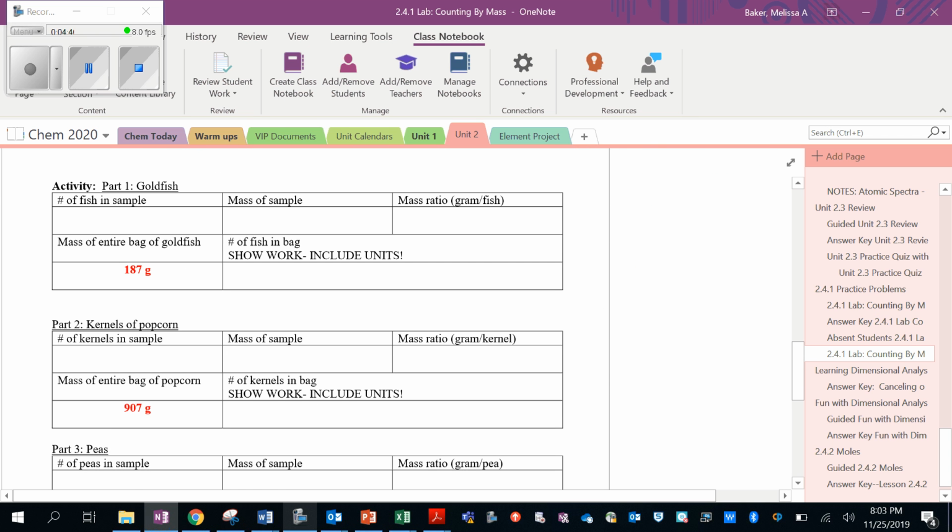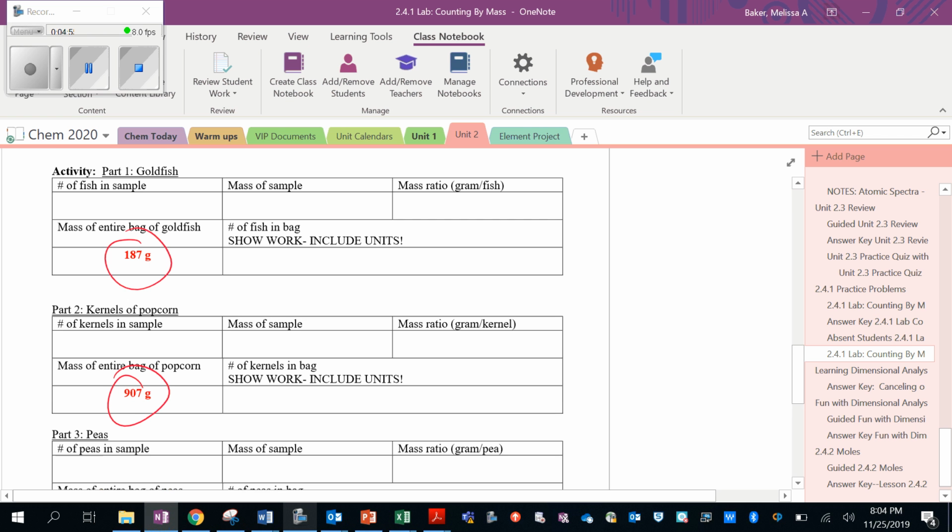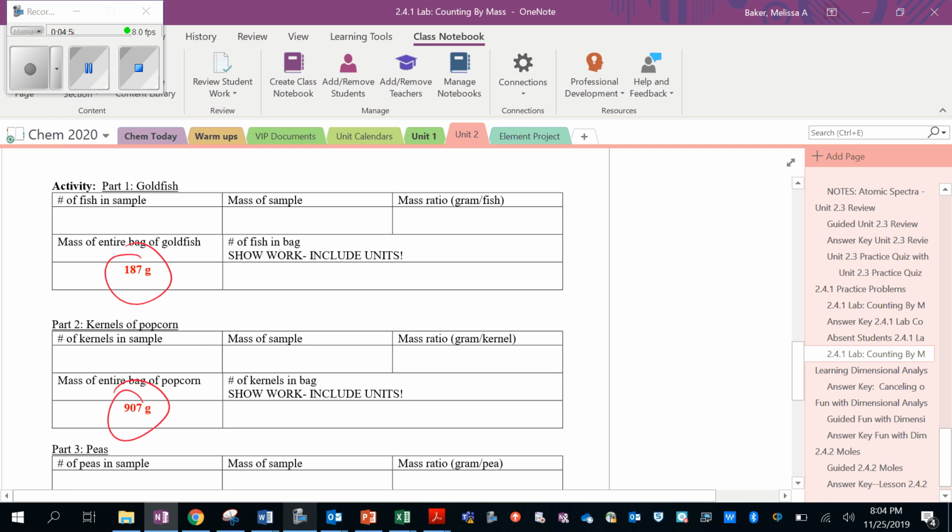So in that same idea, an entire bag of goldfish weighs 187 grams. An entire bag of kernels of popcorn weighs 907 grams. And an entire bag of peas weighs 453. They're like split green peas. Again, these are just food examples because they're big enough for us to actually count and do the math. But the analogy is that these are different kinds of atoms. So you're going to run through these.